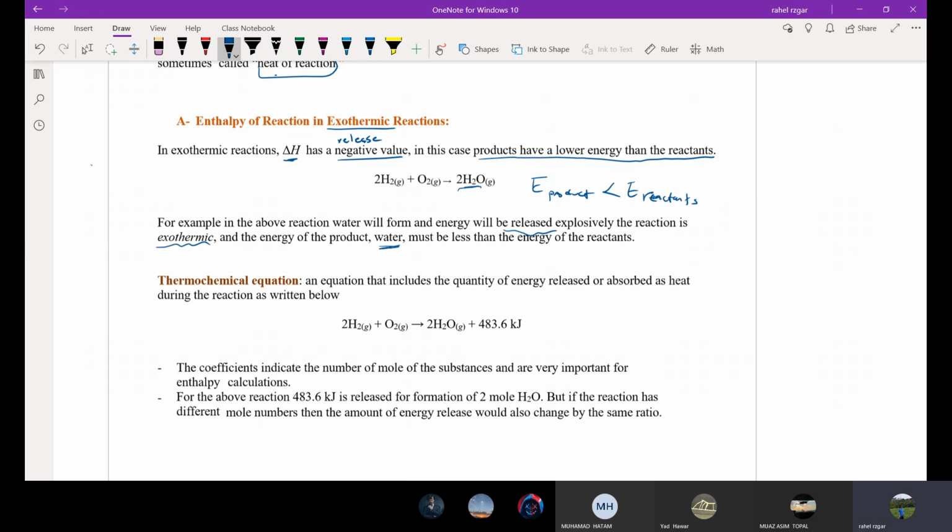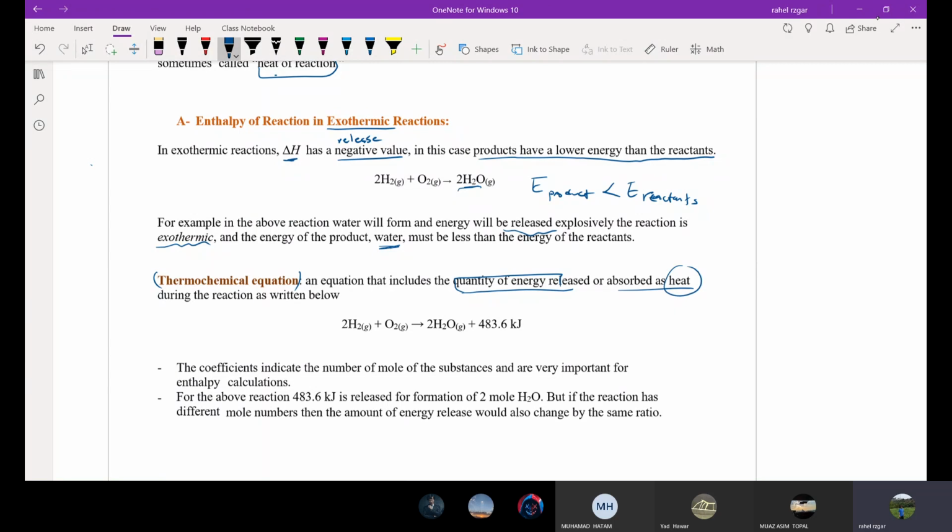So in order to indicate this, in order to recognize exothermic reactions or any reaction, we use a type of equation called a thermochemical equation. And what is this thermochemical equation? An equation that includes the quantity of energy released or absorbed as heat during a reaction. So it's an equation that includes the quantity. We use the energy that was released or absorbed.